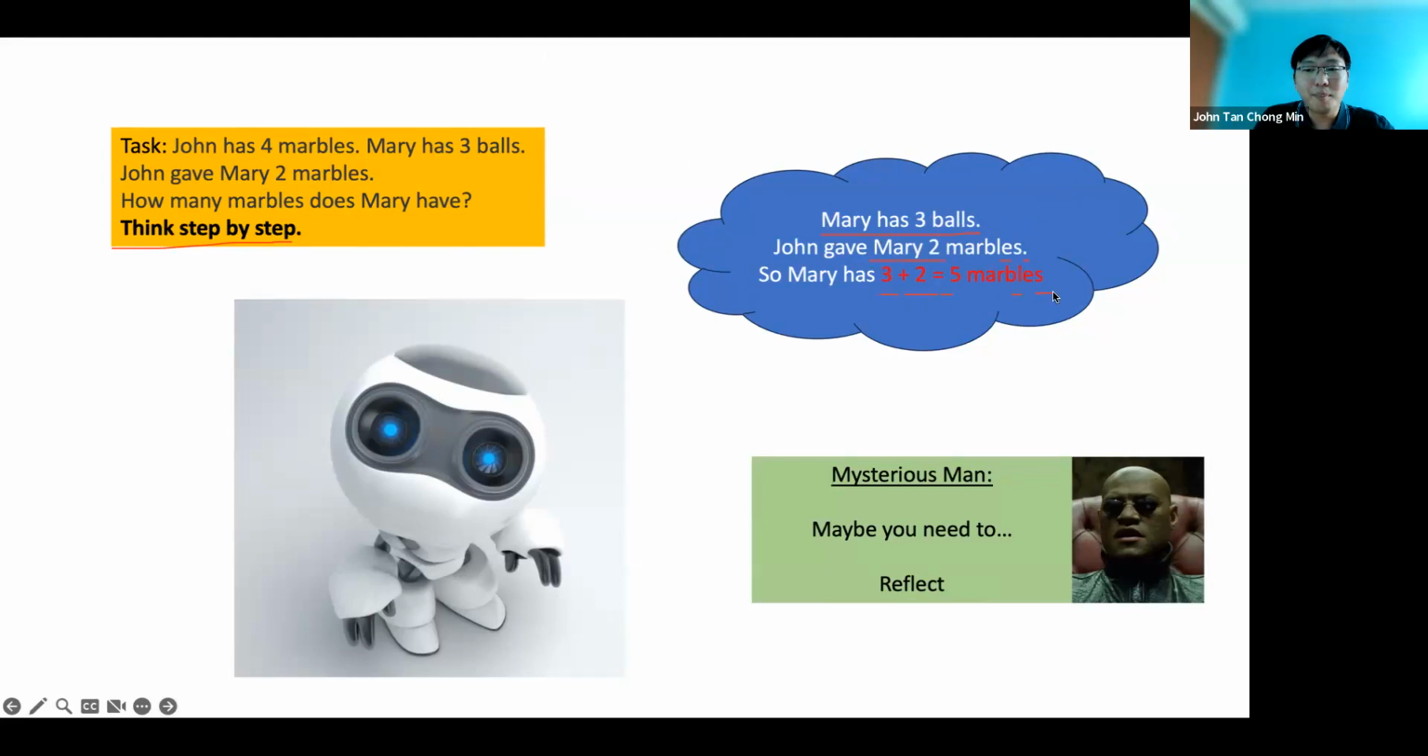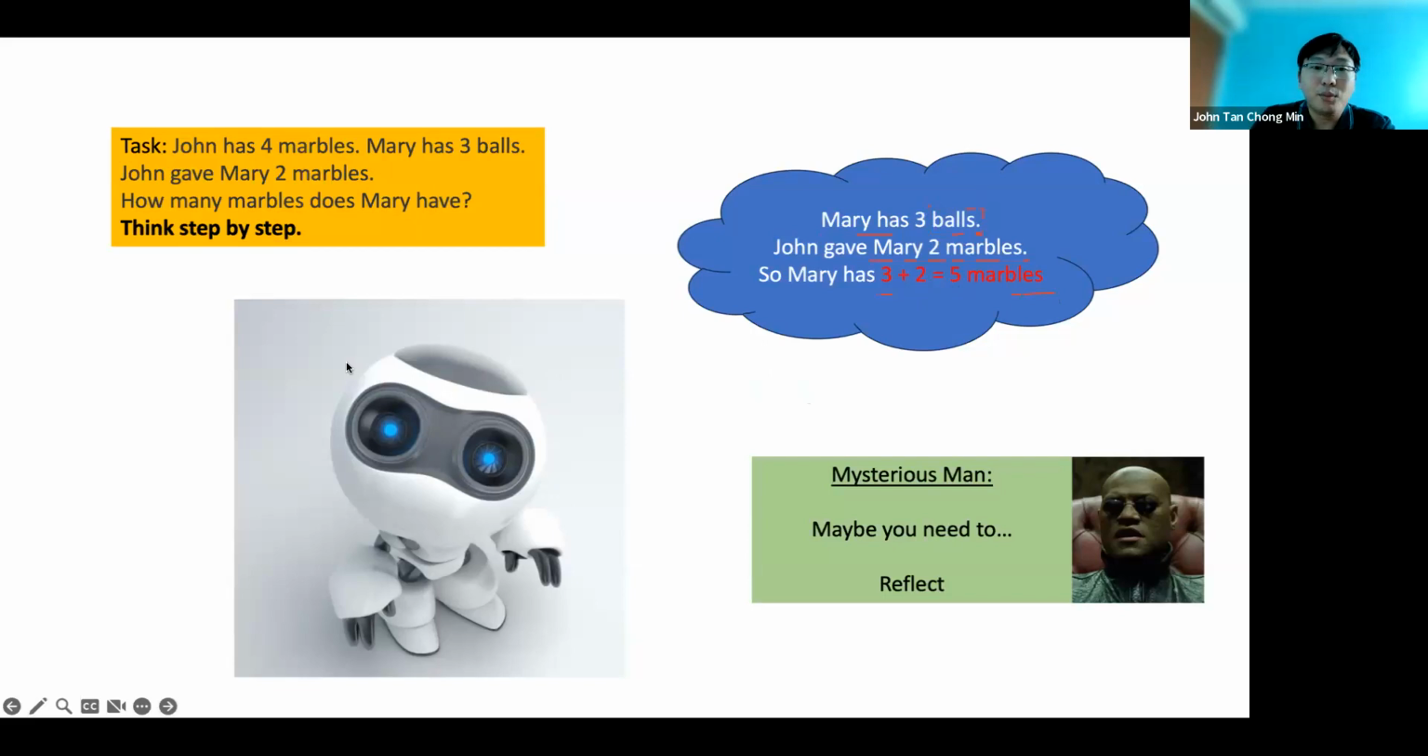So Mary now has 3 plus 2 equals 5. All right, so it thought through step by step, but it's still making an error. And what's this error? Okay, the error is that it confused these balls for marbles. So you can go try it on ChatGPT. It still fails at this, I believe.